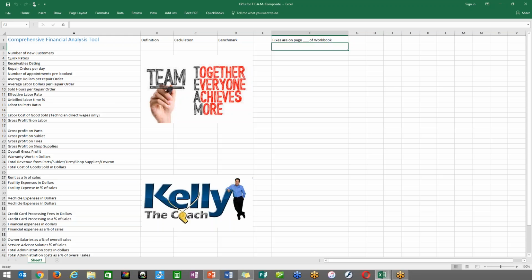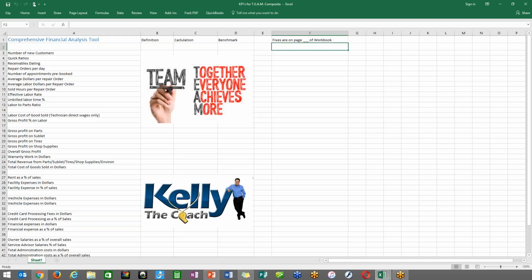Repair orders per day, we want to see the number of appointments that you've pre-booked, and you're going to see in our composite where a real shop, we're going to look at real numbers from real shops, and we can see that they're getting better and better and better at pre-booking appointments, and of course we provide training on that. Average dollars per repair order, I think, is a very important number to know. The average labor dollars per repair order is a nice number to see. Sold hours per repair order.